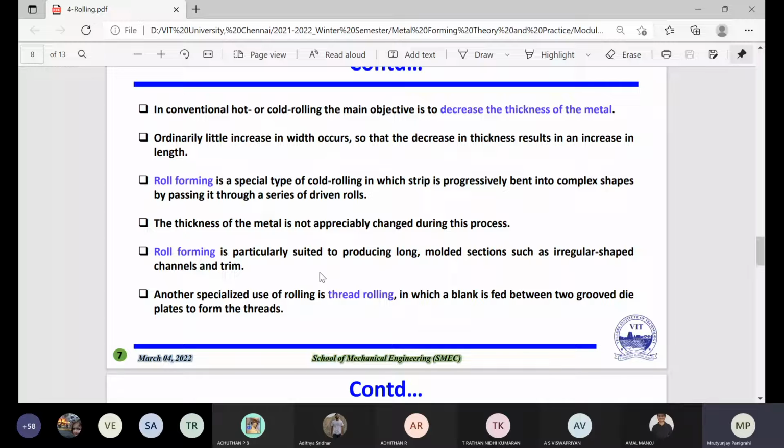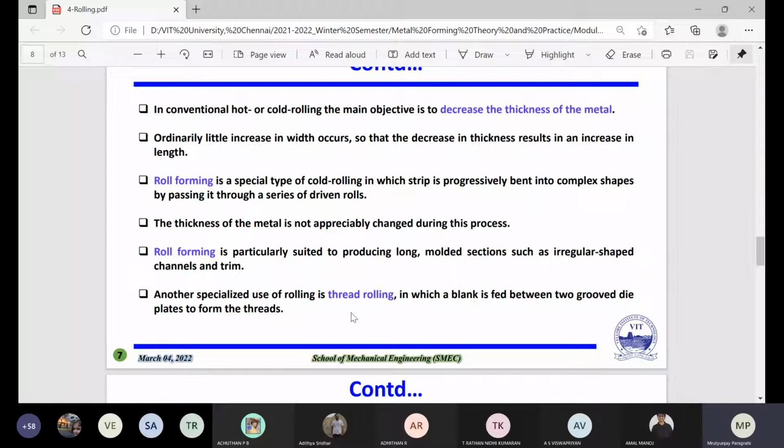If you want to find some angular section, whatever you are using in construction or at the building site, or maybe in the workshop, or the angle you are using in the roof, you can prepare or produce that with the help of rolling.